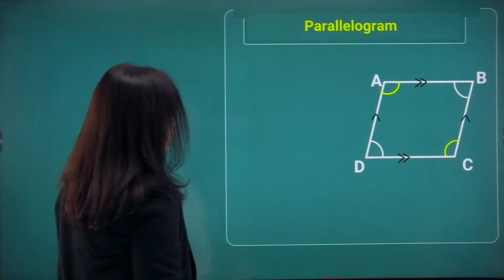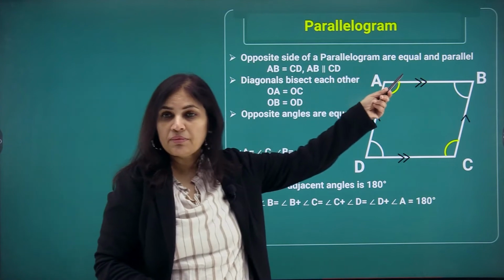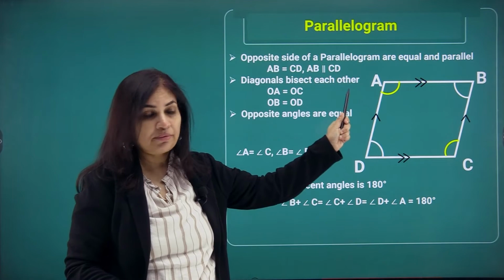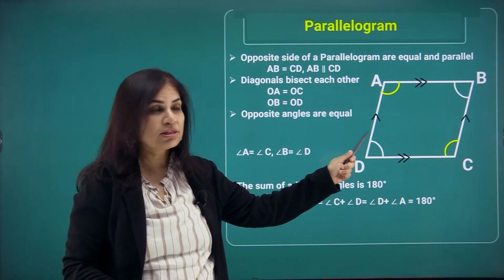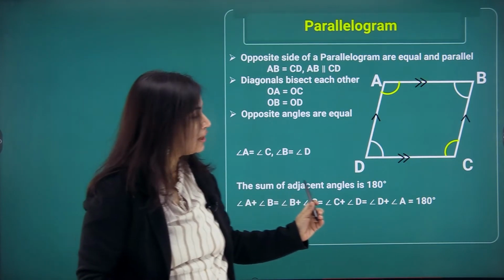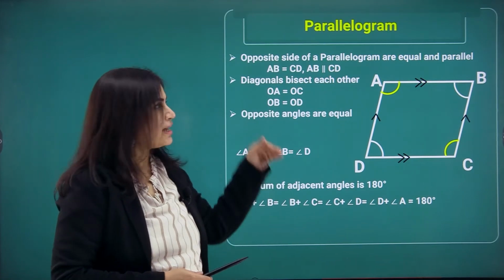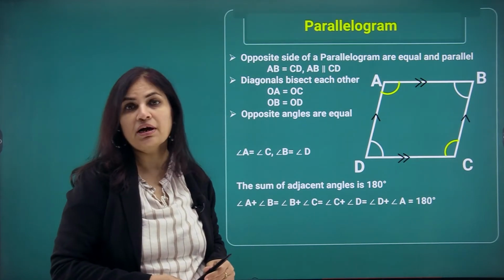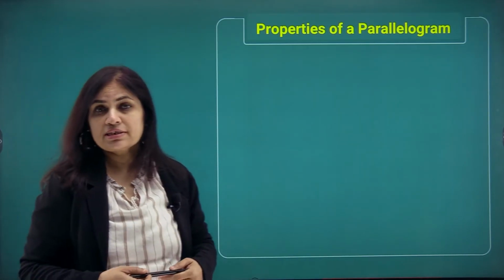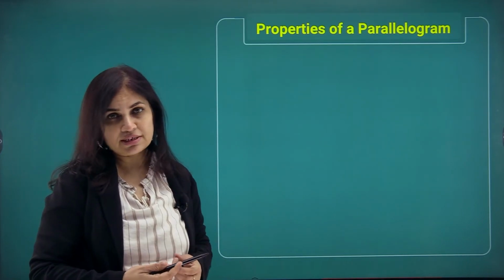So, let us quickly summarize all these. Opposite sides of a parallelogram are equal and parallel. Diagonals bisect each other. That means each diagonal is divided into its half. Opposite angles are equal and the sum of the adjacent angles is 180 degrees. So, if a quadrilateral satisfies all these properties, it becomes a parallelogram. We will study more about the properties of parallelogram. These were the basic properties that we have studied.